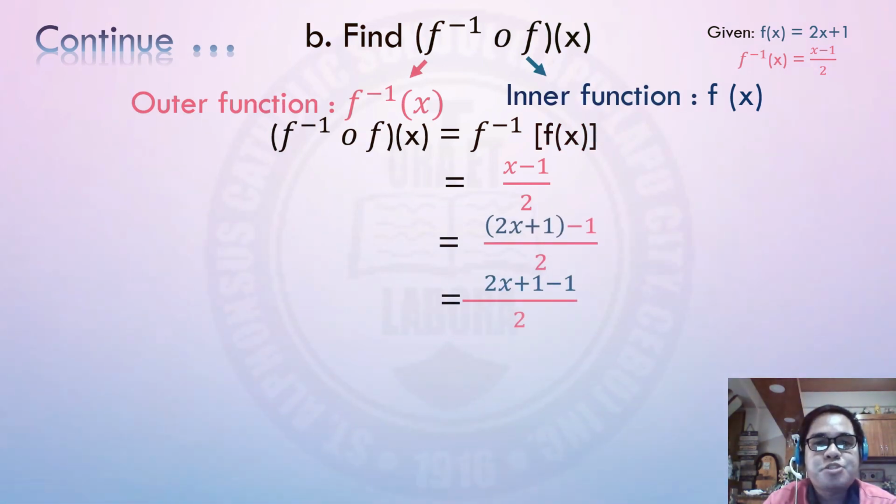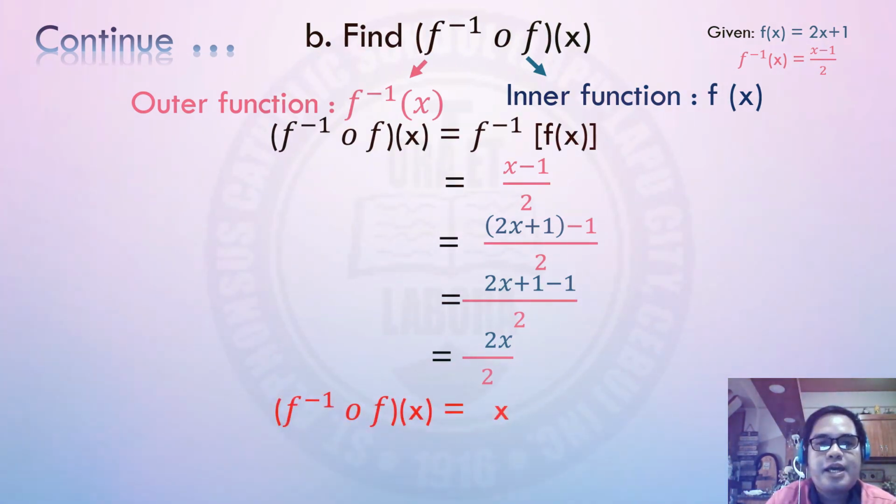And then substitute the variable x with inner function f of x, which is 2x plus 1 minus 1 over 2. And then simplify them further. 2x plus 1 minus 1 will become 2x over 2. So 2 divided by 2, the answer would be x, and our function will become f inverse circle f of x equals x.